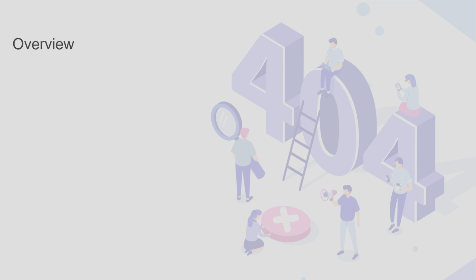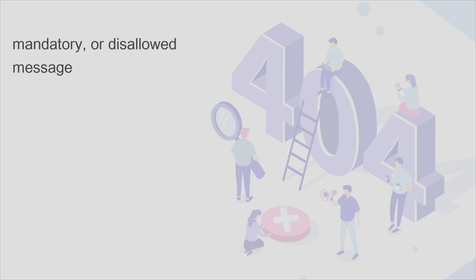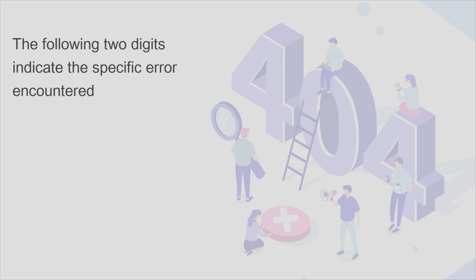Overview. When communicating via HTTP, a server is required to respond to a request, such as a web browser request for a web page, with a numeric response code and an optional, mandatory, or disallowed message. In the code 404, the first digit indicates a client error, such as a mistyped uniform resource locator. The following two digits indicate the specific error encountered.